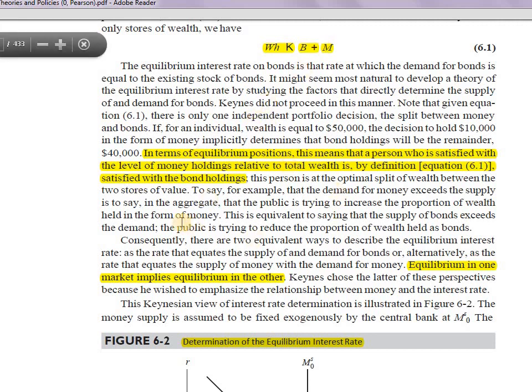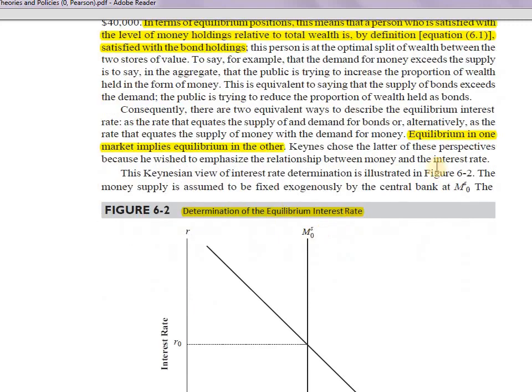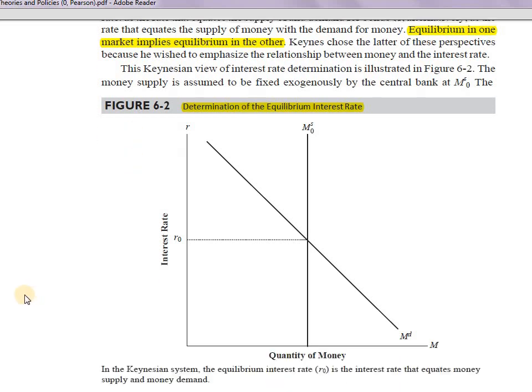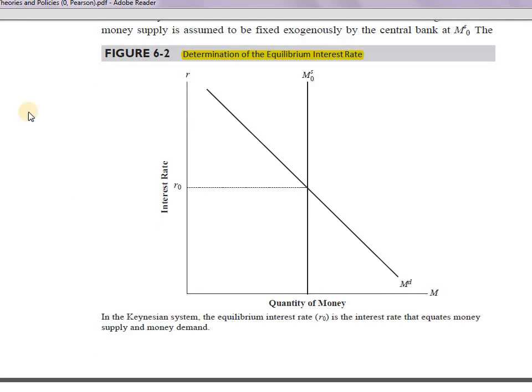So let's read the highlighted portion now. In terms of equilibrium position, this means that a person who is satisfied with the level of money holding relative to total wealth is by definition satisfied with the bond holdings also. Quite simple. Further, equilibrium in one market implies equilibrium in the other, as I have already explained. Now, determination of interest rate.